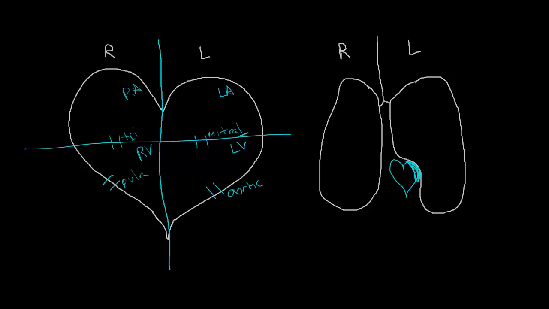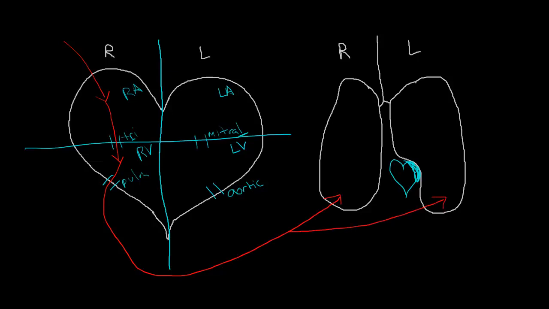Blood's going to come in from the venous system of the body to the right atrium. It's going to be pumped, and it's going to passively go down its pressure gradient through the tricuspid valve into the right ventricle. The right ventricle is responsible for pumping blood through the pulmonic valve to the lungs. It's going to go through the pulmonary arteries to the lungs to receive oxygen and be reoxygenated.